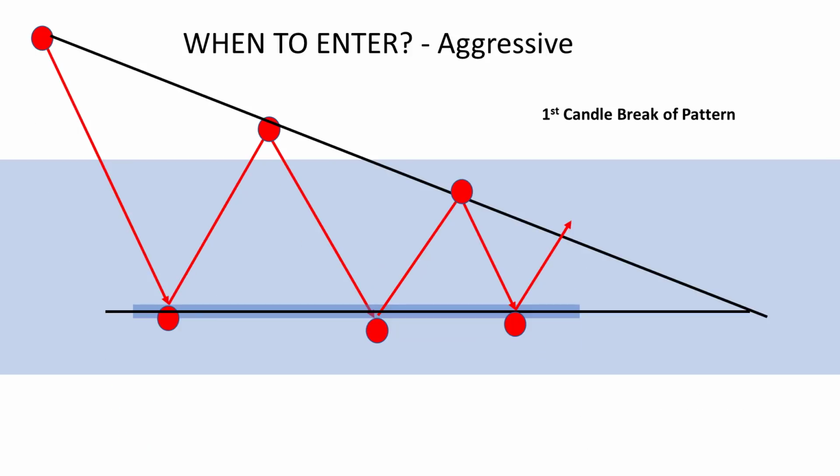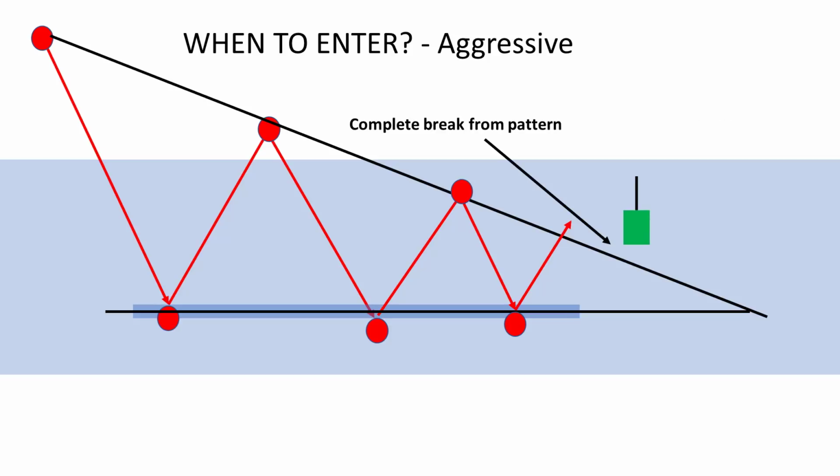Our second entry is to look for the first candle to make a clean break of the pattern. So it opens and closes outside of the pattern. I also like the candle to not have a high or low touching the pattern, but that is optional and depends on how aggressive you want to be.